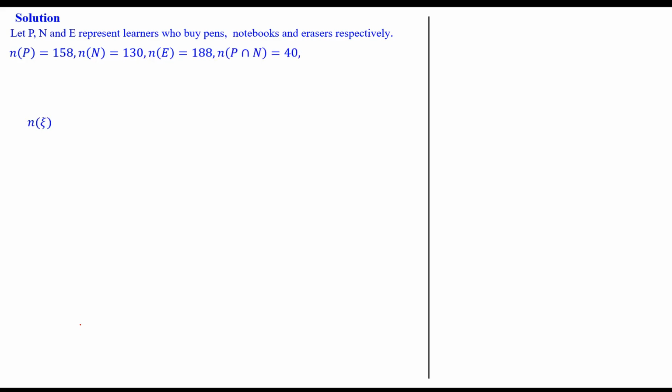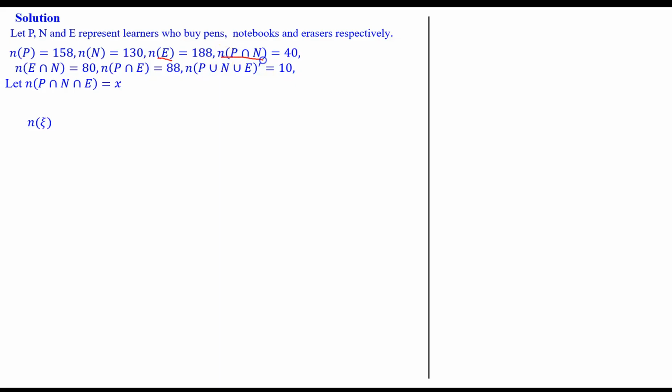We shall let P, N, and E represent the learners who buy pens, notebooks, and erasers respectively. So these symbols are the ones we are going to use on the Venn diagram. Let us summarize the information provided in the scenario. Number of P is 158. Number of learners who buy notebooks is 130. Number of learners who buy erasers is 188.